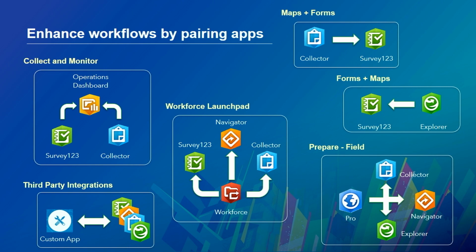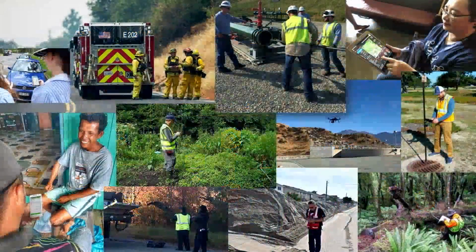You can do field workflow preparations. You can start in Pro. You can do all your assignments and you can do all your planning there and then push things out into applications like Explorer or Navigator or Collector, whatever you need to get the job done. We also have these integrations, I'll talk a little bit more about it later, that let you really build your custom app and fire off any of these applications that we have and launch them as part of your seamless workflow. So we have a whole bunch of different ways that you can kick these things off together to get your work done.